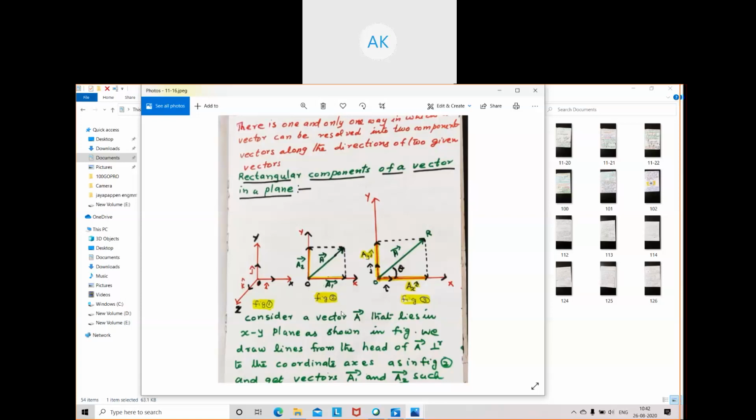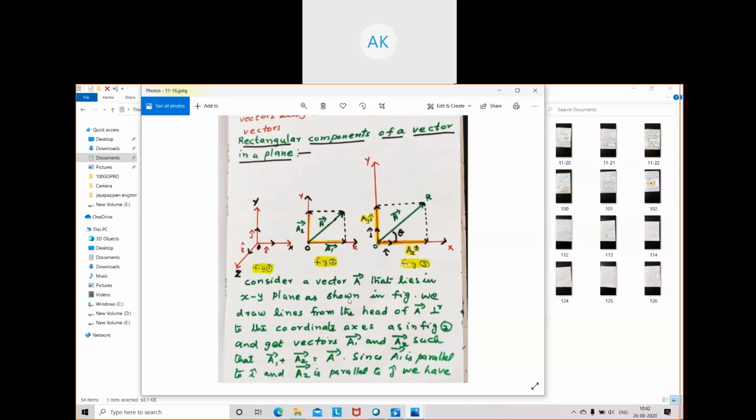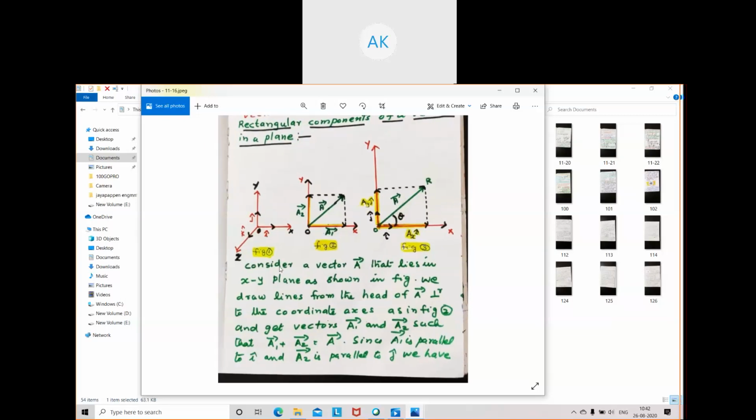But we are not stopping with that. We have to take the components with magnitude and direction. Consider a vector A that lies in the xy plane as shown in the figure. We draw lines from the head of vector A perpendicular to the coordinate axes and get the vectors A1 and A2, such that vector A1 plus vector A2 equals vector A.